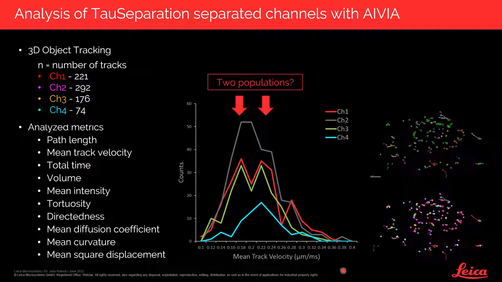So here what I have selected is the mean track velocity, and what you can see here is the distribution of this parameter, and what we get here is a hint that there may be two populations in play, and now this is worth further investigation down the road with the rest of the analysis and integrating complementary information.